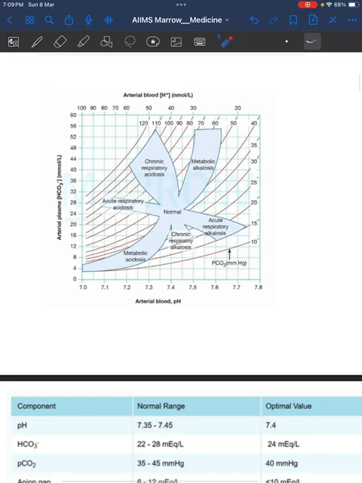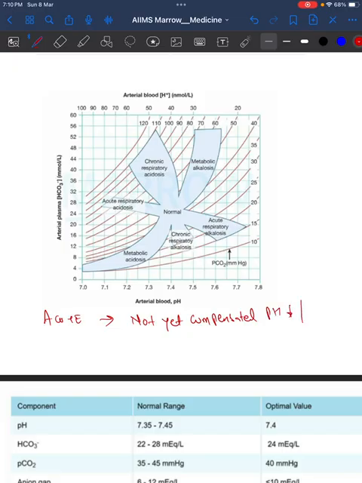So the most important point you have to understand in this is, any acute condition will not yet be compensated. So pH will either be low or high. In chronic conditions they will be compensated, so pH will be on the normal side. These are the important points.